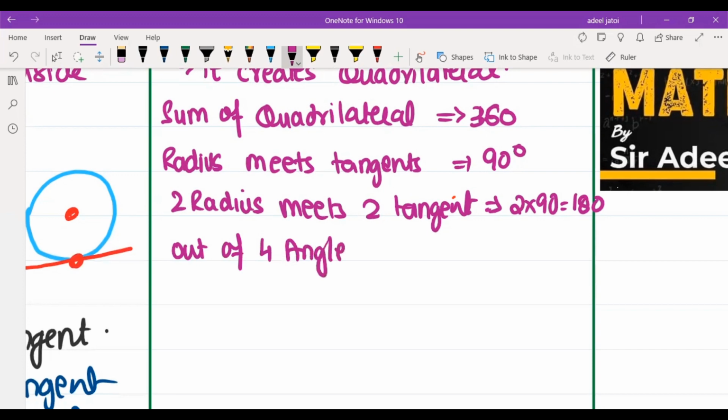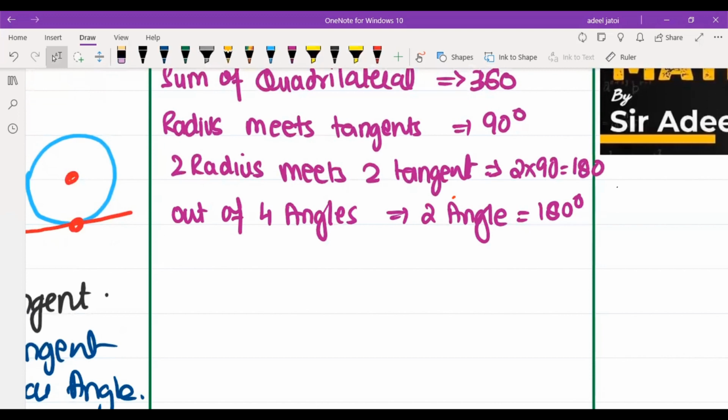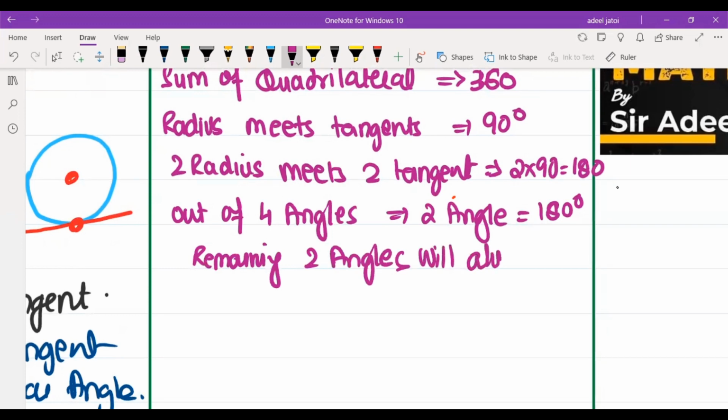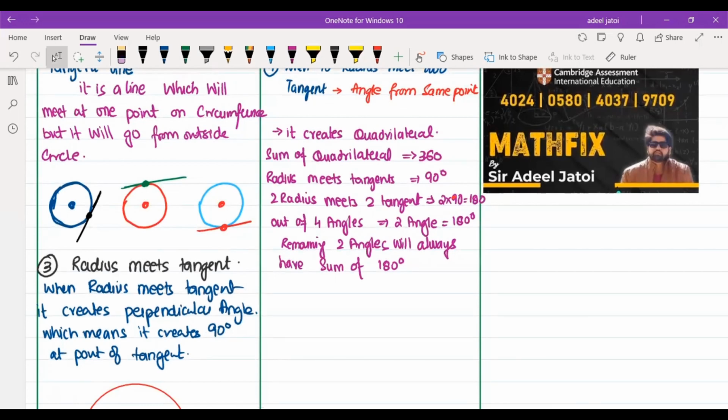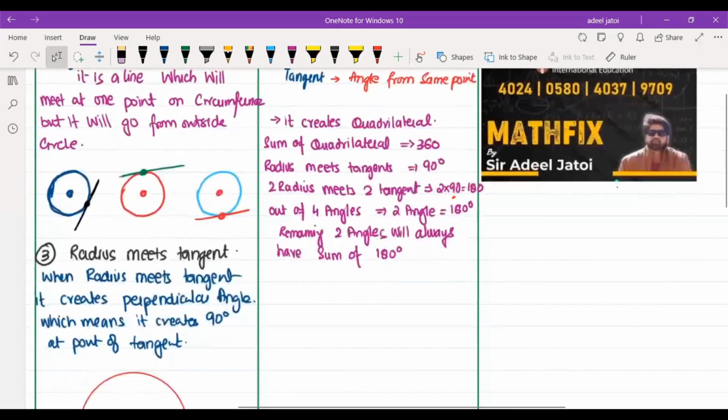Which means out of 4 angles, 2 angles are equal to 180 degrees because of the two 90 degrees. So the remaining 2 angles will always have a sum of 180 degrees. Now, that was the theoretical version of what? When two radii meet two tangents.